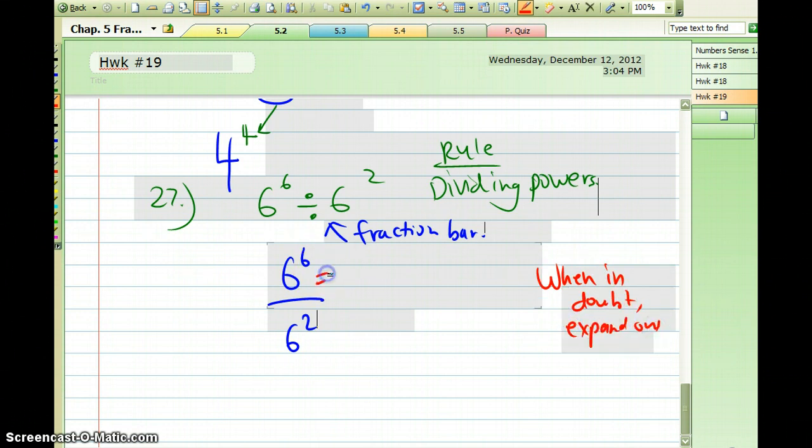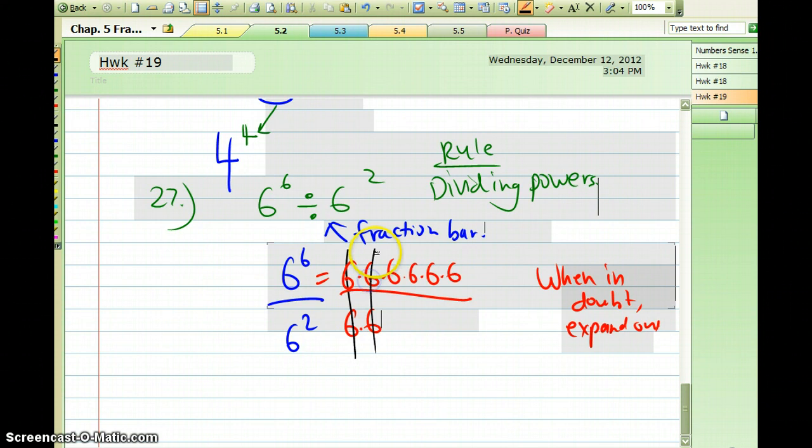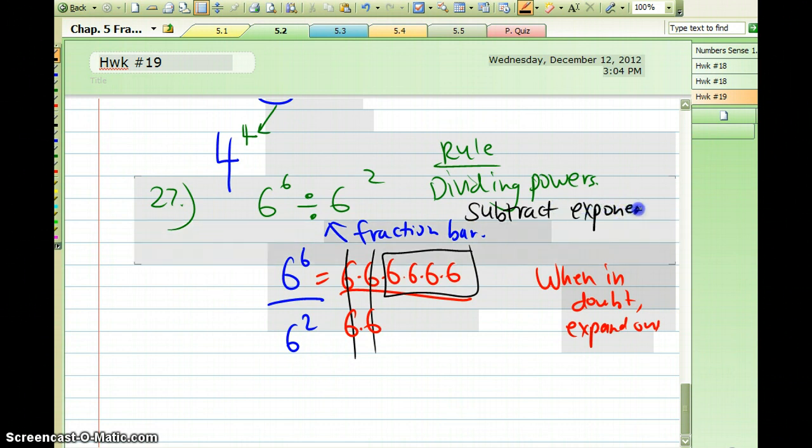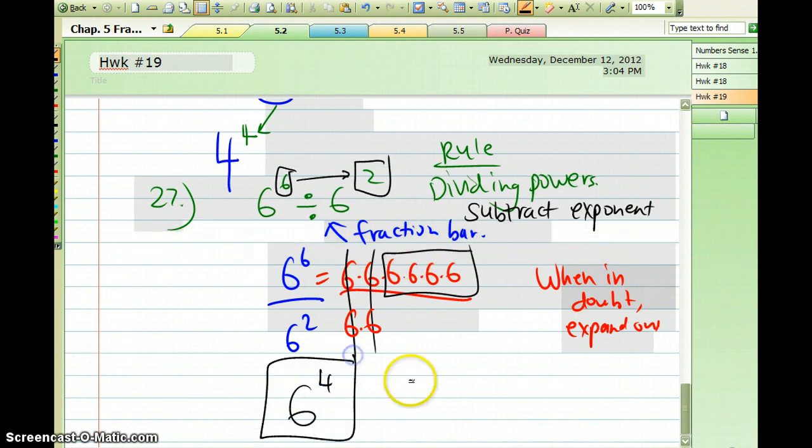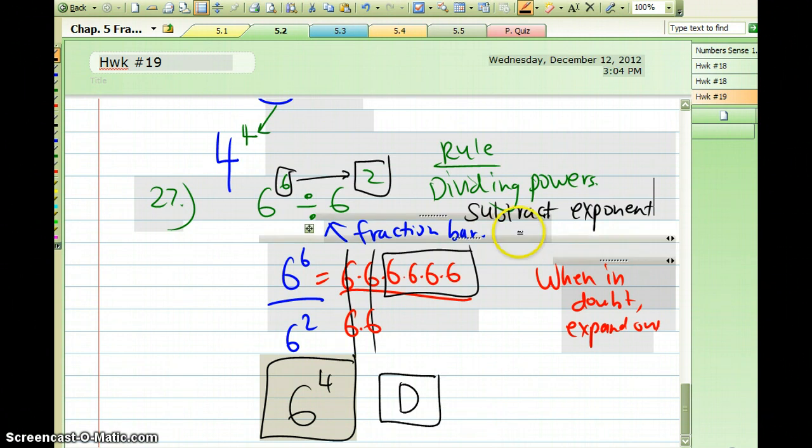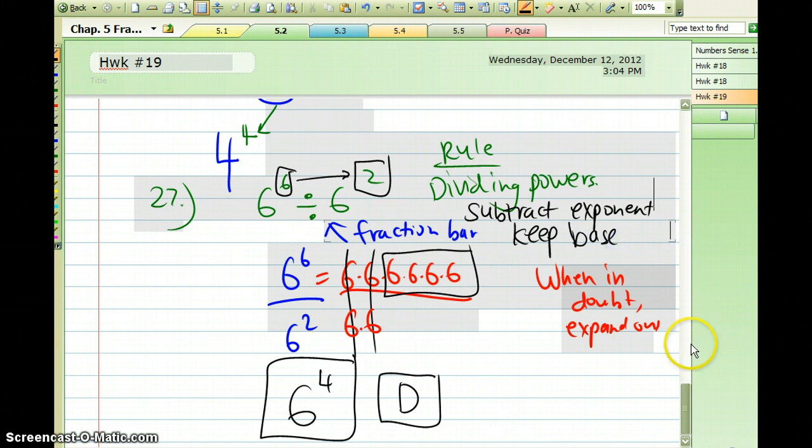So I would take 6 to the 6 and write 6 times 6 times 6 times 6 times 6 times 6. In my denominator, I write 6 times 6. And here I'd be able to simplify and cross out, giving me what is left. What is left means that I subtracted the exponents. That's the simple rule. If I subtract 6 minus 2, that's why I have 4 left, which is why the answer is 6 to the 4th power. Answer is D, and that's the rule for that. I do keep my base as well, just like for the rule before. Keep the base. So this applies also to problem number 29 as well.